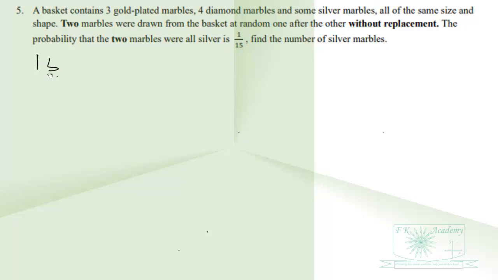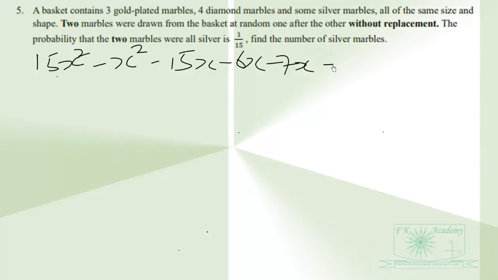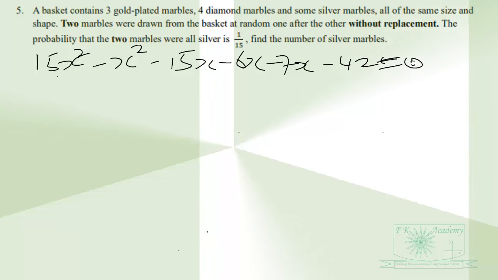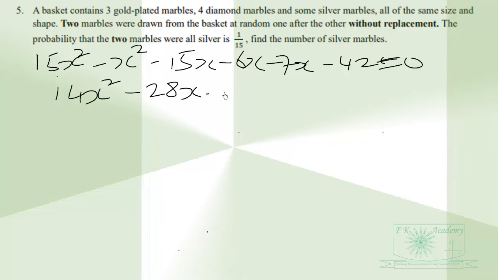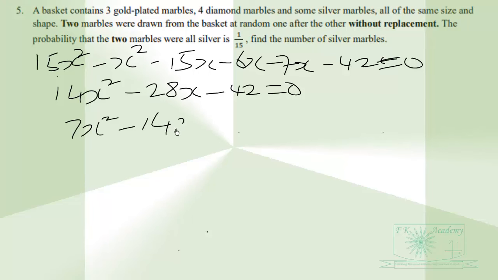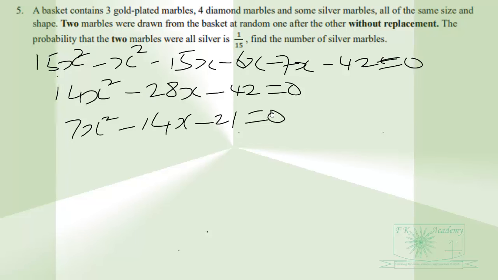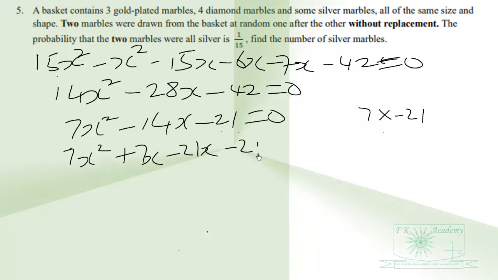So let's group the like terms to get 15x squared minus x squared minus 15x minus 6x minus 7x. Then we have minus 42 is equal to 0. So this will give us 14x squared minus 28x, then we have minus 42 is equal to 0. Dividing through by 2, we get 7x squared minus 14x minus 21 is equal to 0. So 7 times negative 21, that when we add, we get 14. The factors will be negative 21 and 7. So we are going to get 7x squared plus 7x minus 21x minus 21 is equal to 0.